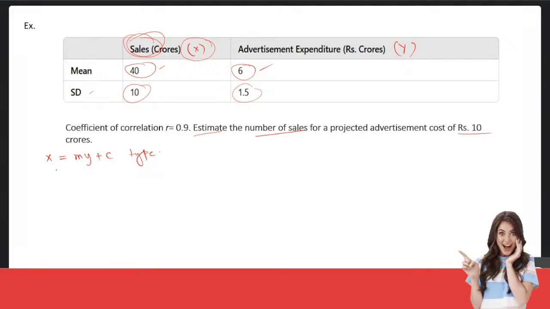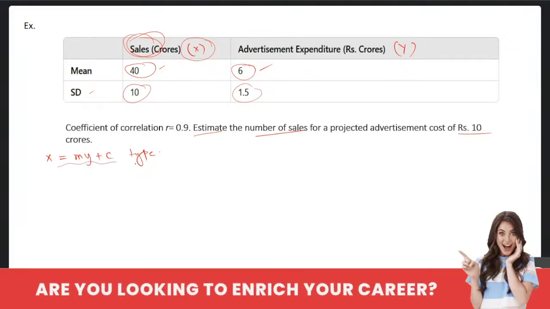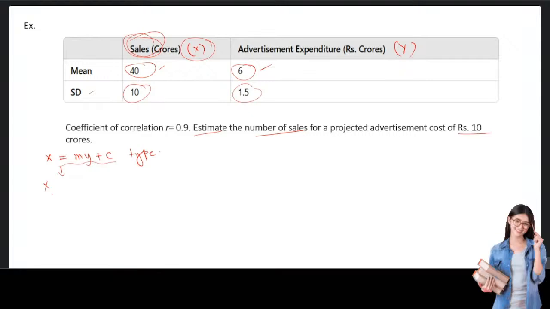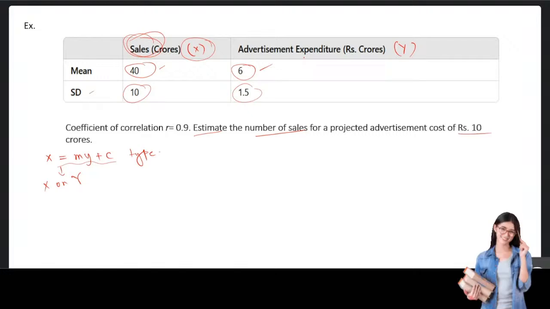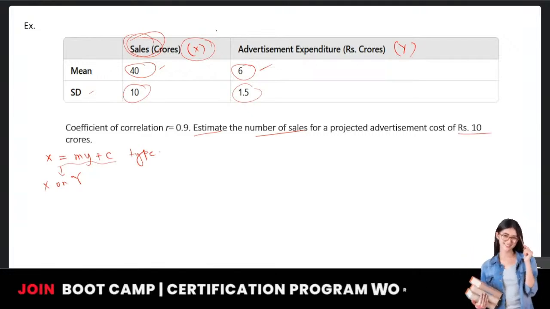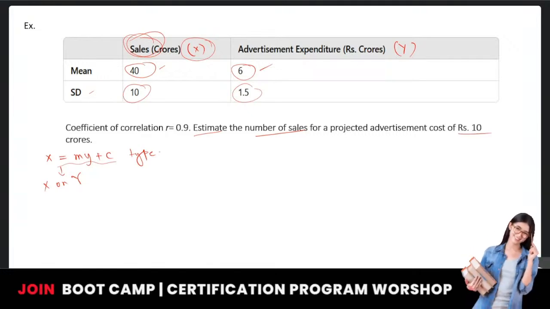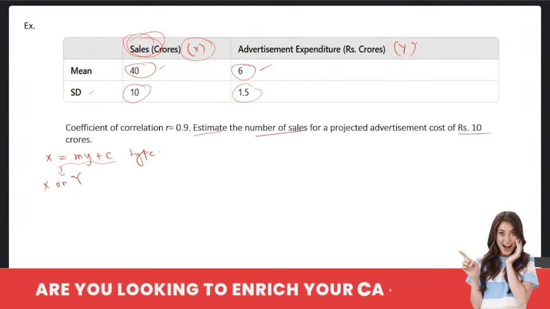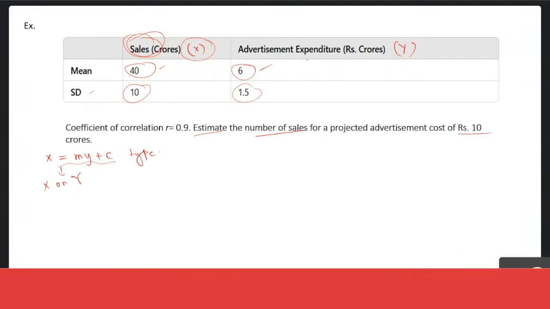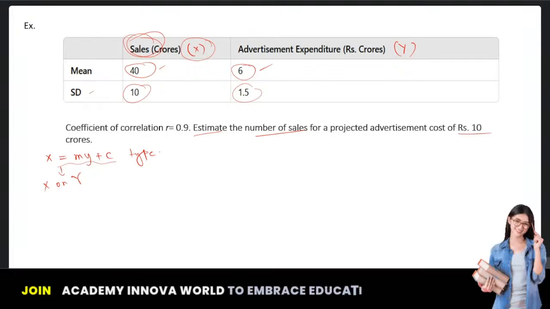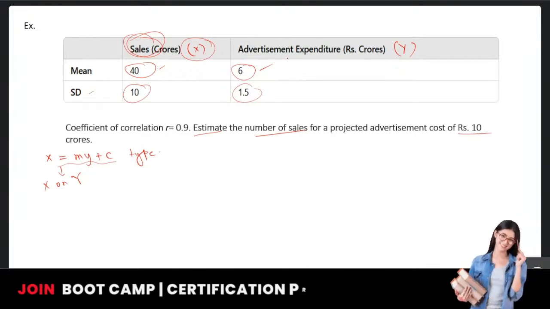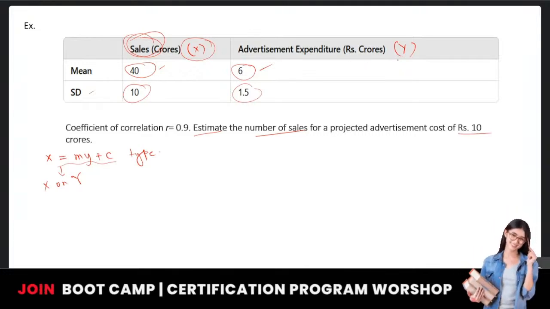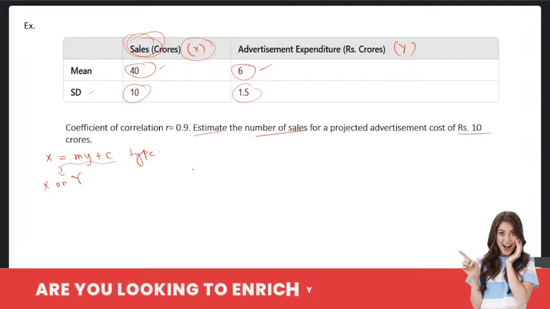And x equal to my plus c is nothing but the regression equation of x on y. Yes, you can also interchange the values. That is, you can also take the sales as y and the advertisement cost as x. That depends on you. But here, I am going to consider sales as x, dependent, and the advertisement cost as y, independent. So, what is the equation of x on y?